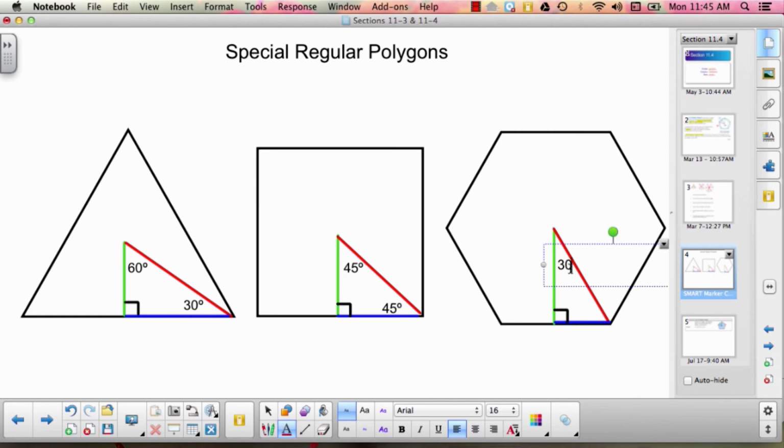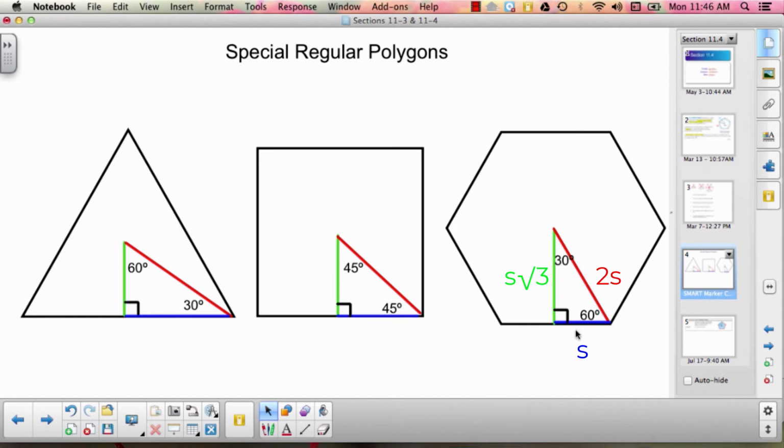Also, the interior angle of a regular hexagon is 120 degrees, so this angle made by the radius and the side is half of that, or 60 degrees. So once again, we have a 30, 60, 90 triangle, but now the angles have switched. So now half the side of the hexagon is the short side, and the radius, the hypotenuse, is twice that length. The apothem is the long side, and is this blue length times the square root of 3.